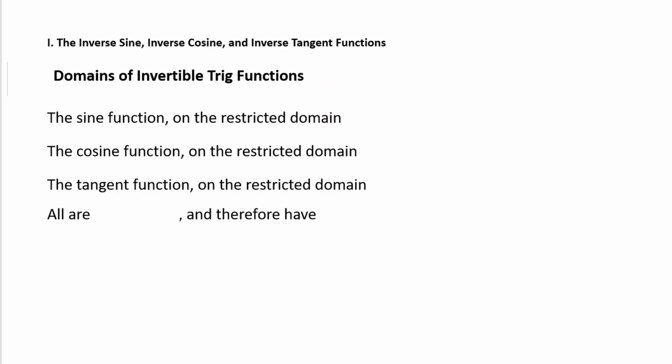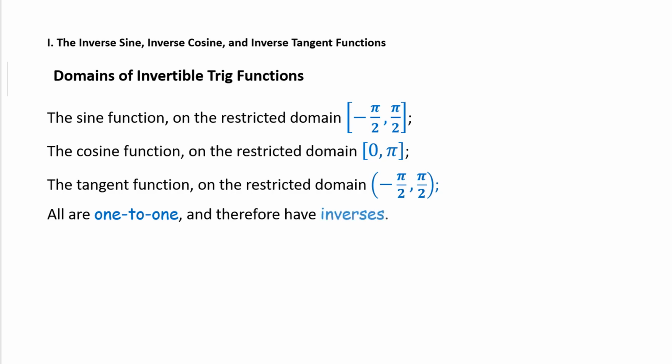Roman numeral 1. The inverse sine, inverse cosine, and inverse tangent functions. Domain of invertible trig functions. The sine function on the restricted domain, negative pi over 2 to pi over 2, endpoints included. The cosine function on the restricted domain, 0 to pi, endpoints included. And the tangent function on the restricted domain, negative pi over 2 to positive pi over 2, endpoints not included, are all one-to-one and therefore have inverses.